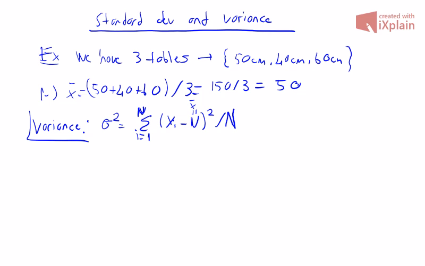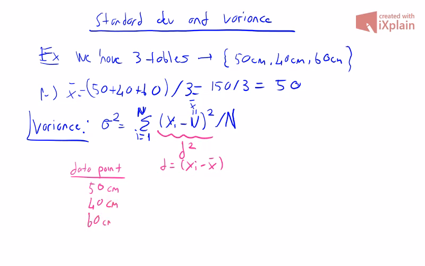So let's plug in those numbers. The first thing that we need to find here is this, right? And this is the same as d squared, because d is equal to xi minus x bar. Okay, so our x bar is 50, and our data points: the first table is 50 centimeters, the second one is 40 centimeters, and the last one is 60 centimeters.